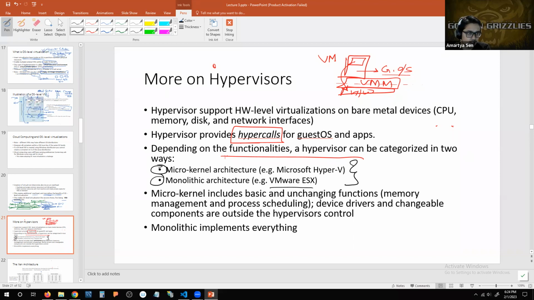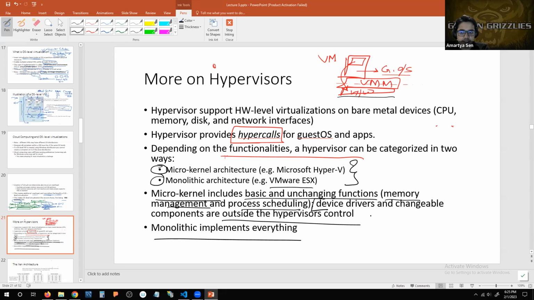So essentially, the main distinction between these two different types of functional architectures is that the microkernel architecture is responsible for basic and unchanging functions. Examples of these basic and unchanging functions are memory management and process scheduling. All other operations, which are dynamic in nature and might change from time to time, such as managing the device drivers of the actual hardware, are outside the control of the microkernel architecture. In contrast, the monolithic architecture implements everything. It takes care of all the basic unchanging functions that need to be supported for all VMs, as well as the dynamic operations such as access to the device drivers.